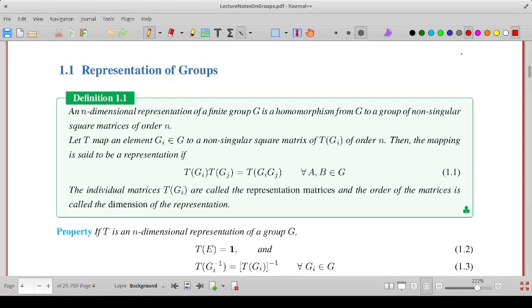Representation of groups. Suppose we have a discrete group G with elements Gi. We already know that the set of non-singular square matrices of a given order form a group under matrix multiplication.